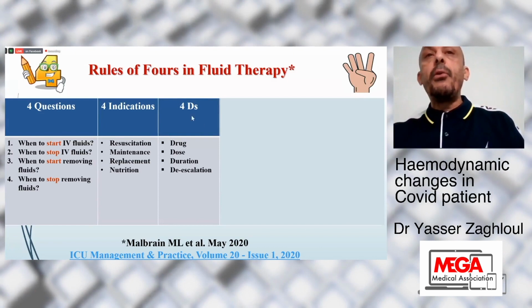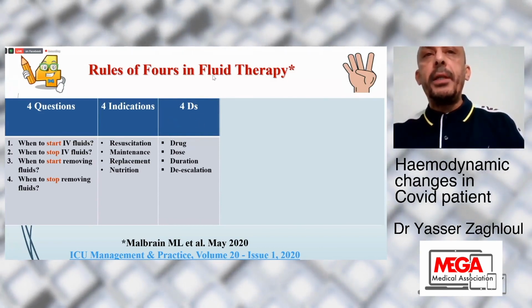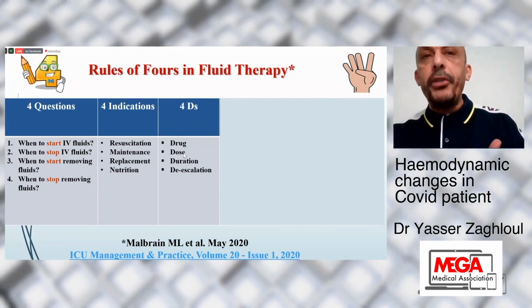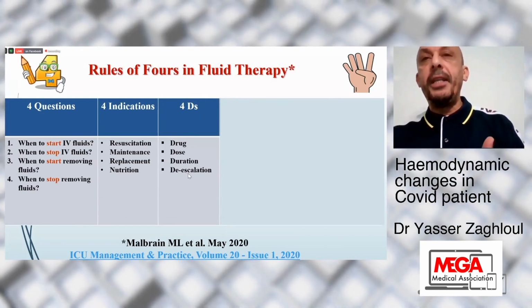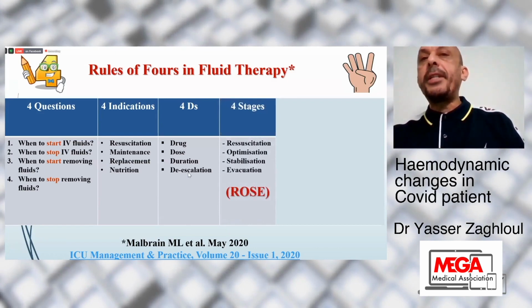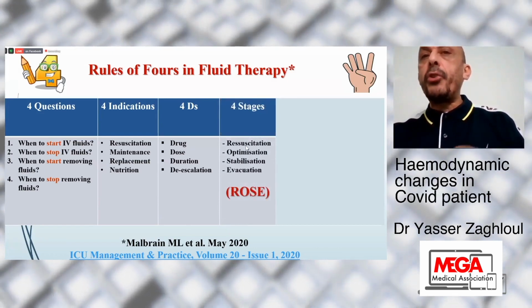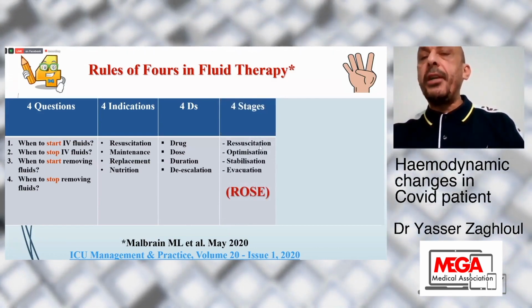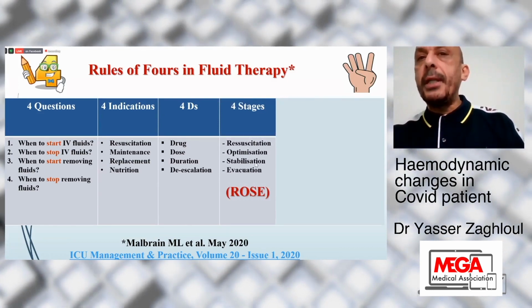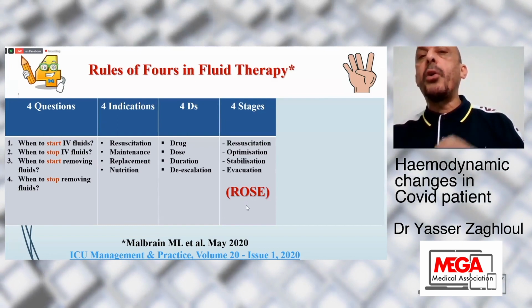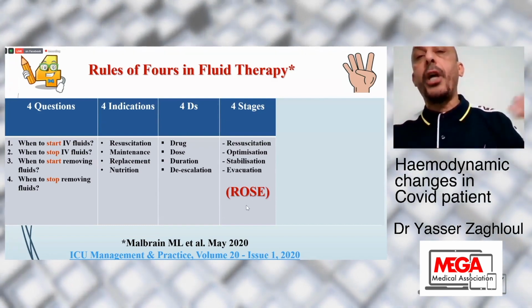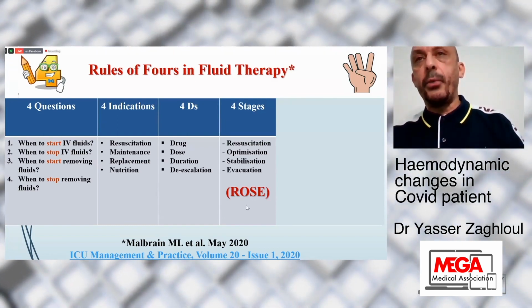Third point, you have again to deal with the fluid as a drug. How much is the dose? What is the duration? And again, when do you stop, or de-escalate? Four stages. Patient with shock, usually you start with resuscitation, then optimization, then stabilization, then evacuation, and this is named the ROSE concept or ROSE approach, and we will explain it very soon.